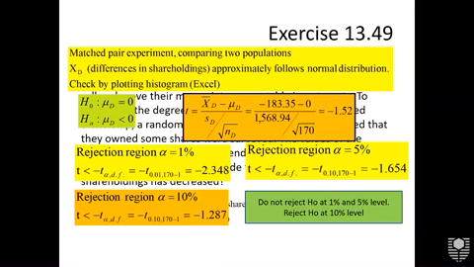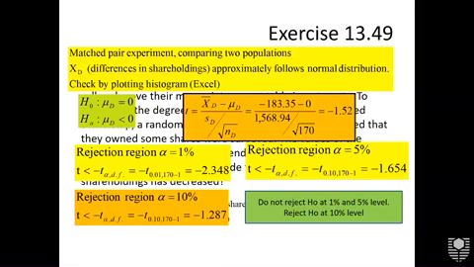So see, matched pair experiment. These are the steps of addressing any question, guys, in the business report. For example, you have to say matched pair experiment, comparing two populations. Tick. This is 2 marks. XD is the difference between and so on. If it's independent, we have to see whether the population variance is known or unknown. But here, because it's matched pair, no need to check. Directly go to the hypothesis, right?